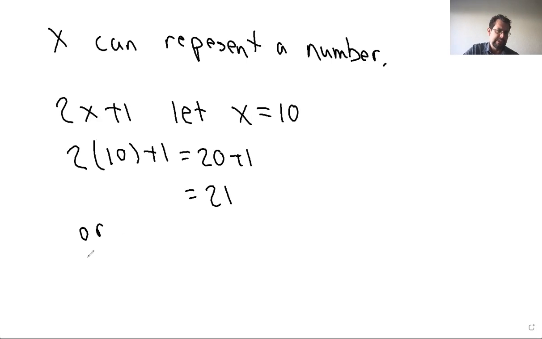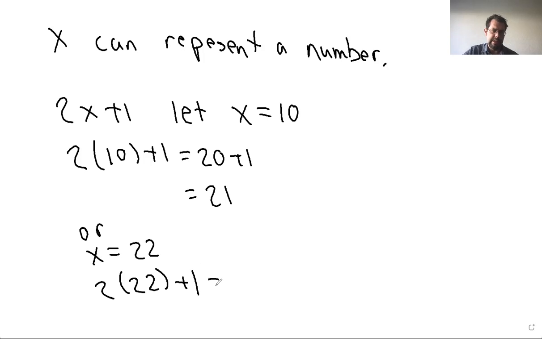Or, let's see here, x is equal to 22. Then we'll have 2 times 22 plus 1. That 22 times 2 was a 44. Add a 1, that's going to give us a 45. This is evaluating the variable when you know what the value is supposed to be.